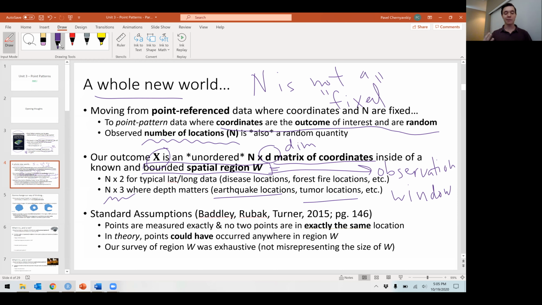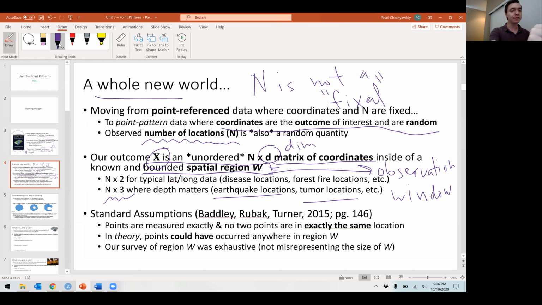If you think of time as an additional dimension, space-time point processes are a thing. The methods are not as well developed as they are for just spatial point processes, so we will not be focusing on those. But yes, if you consider time to be a dimension, then you can also have the time dimension come into this, where you're observing the entire spatial region, the entire domain W at, say, 50 different time points or 10 different years. That's called a replicated point pattern, and we might get into that towards the end of this unit.